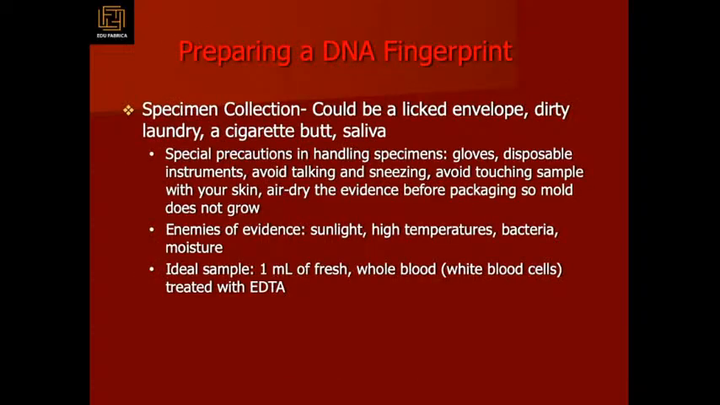So, preparing a DNA fingerprint. Specimen collections could be a licked envelope, dirty laundry, a cigarette butt, or saliva. Special precautions in handling specimens: use gloves and disposable instruments, avoid talking and sneezing, avoid touching samples with your skin, and air dry the evidence before packaging so mold does not grow on it. The enemies of evidence are sunlight, high temperatures, bacteria, and moisture. An ideal sample is 1 ml of fresh whole blood treated with EDTA.